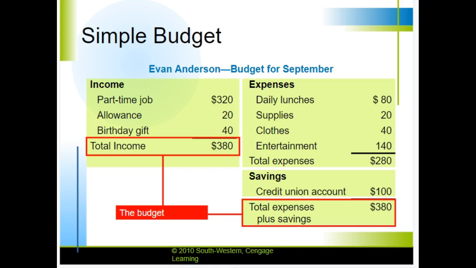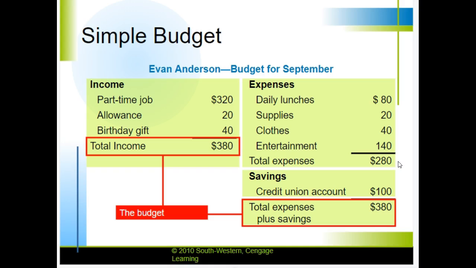Now, as far as expenses are concerned, what's going out? On a daily basis, Evan buys lunch. He has supplies for school. He has clothing, and he has entertainment. These are the categories that Evan keeps organized for money going out, which total $280.